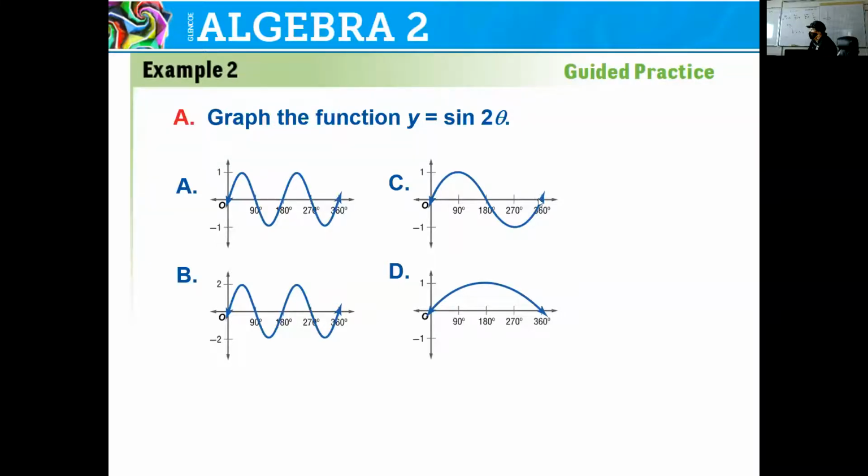C completes a period at 360. D doesn't even complete a period by 360. A, there's 1 period at 180 degrees. There's 2 periods at 360 degrees. Okay, so nothing changed amplitude-wise, and nothing changed vertical translation, phase shift, anything like that. It's just they've adjusted the period. Once again, if you have a whole number for B, you'll notice that the period gets compressed. If you have a fraction or a decimal for B, the period is expanded.